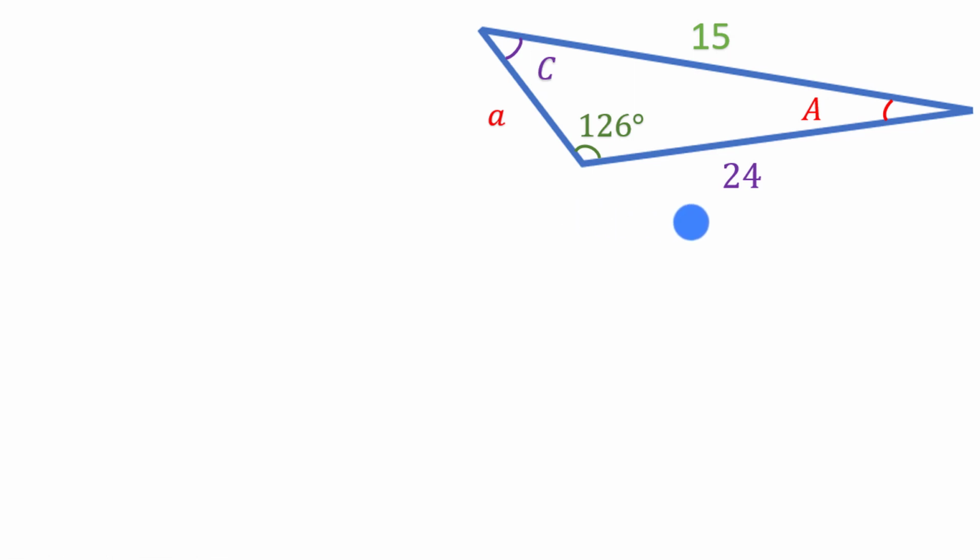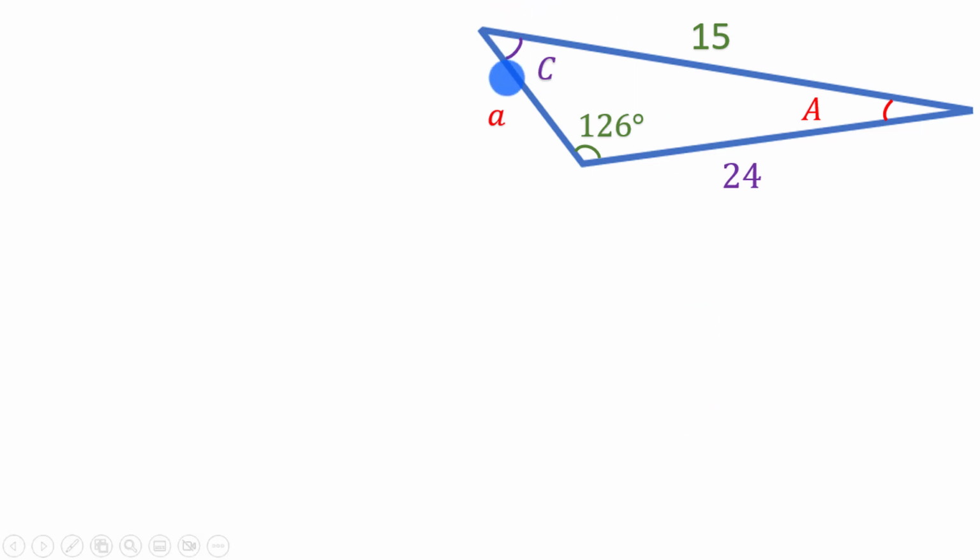Okay, this is the ambiguous case, where there are either 0, 1, or 2 triangles. SSA triangles either have 0, 1, or 2 solutions. How do we know which case we have? Well, there are sometimes things to look for, but the easiest thing to do is just to apply the law of sines and see what you get.